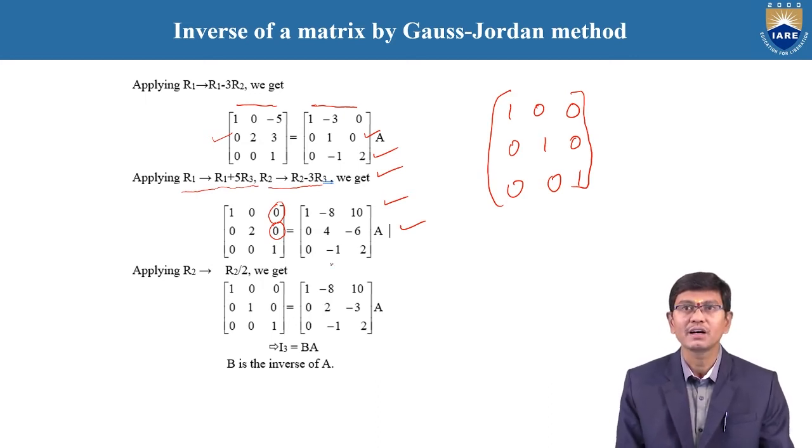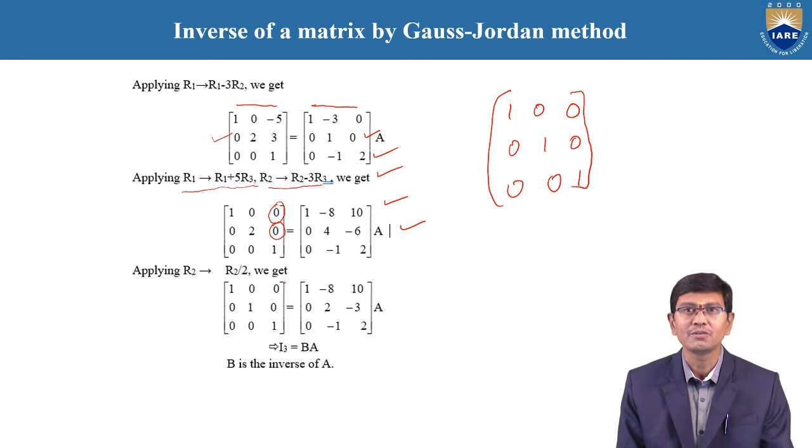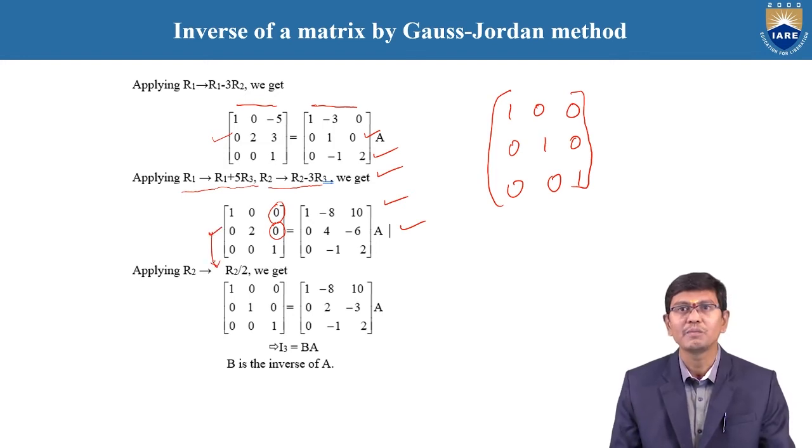Finally, the conclusion: when we observe the left-hand side matrix, the first row 1, 0, 0 is clearly satisfied, and the third row 0, 0, 1 is also satisfied. But in the middle, the second row is 0, 2, 0. Our aim is to change the second row to 0, 1, 0. Therefore, once again we divide R2 with the operation R2 equals R2 by 2.